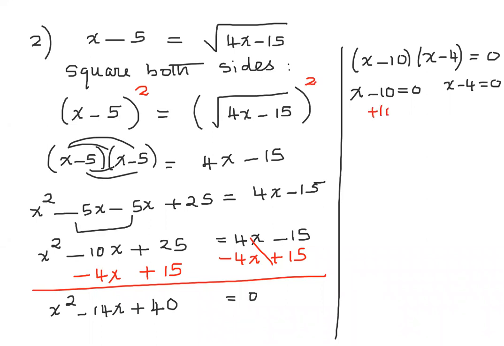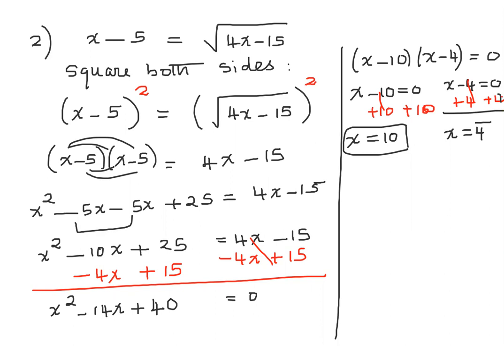So add 10 to both sides. So we get x equals 10. And add 4 here. So we get x equals 4. However, we have to check our solutions to see which one works. Sometimes both work, sometimes only one is going to work. So let's put in 10.